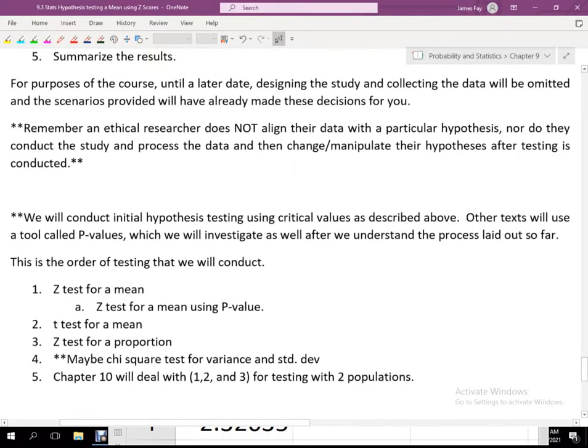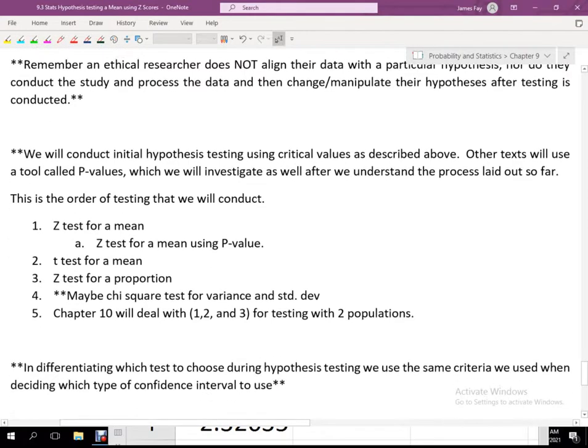Another thing is, once I collect my data and I run my statistical testing, if it doesn't pan out the way I want, I don't go collect more data. Does that make sense? Again, that would be unethical.